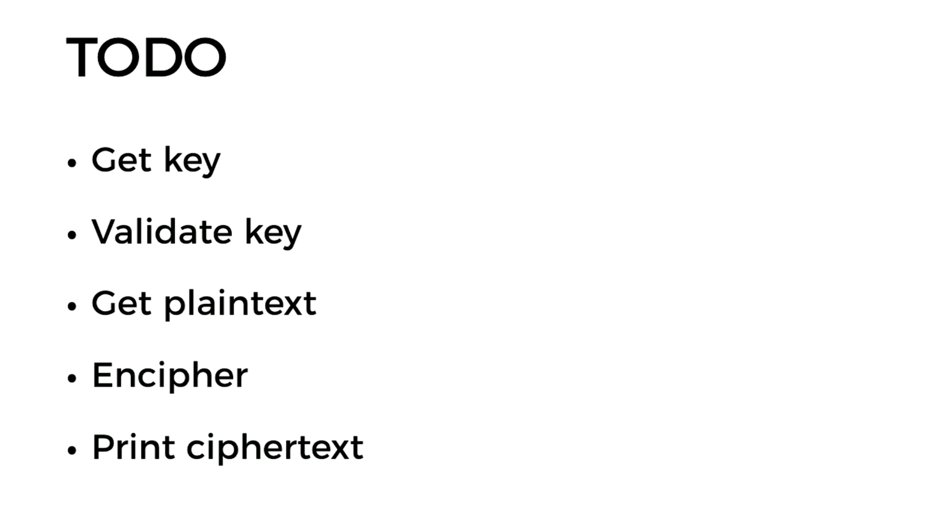So in summary, what do you need to do in this problem? Well, you'll first need to get the key. Then you'll need to validate the key to make sure that it's a valid substitution. Then you'll need to prompt the user to type in some plain text. Then you'll need to encipher that plain text using your substitution key. And then finally, you'll need to print out that ciphertext.